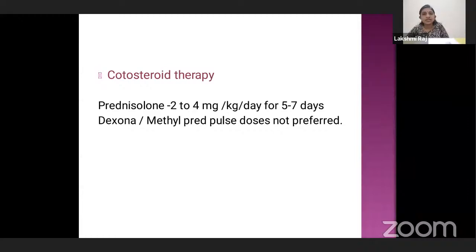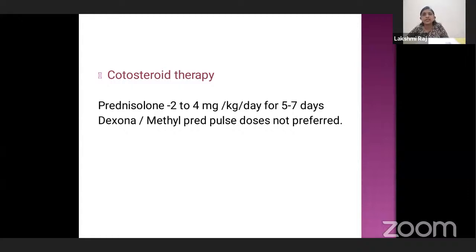The first-line treatment that we give is steroids because IVIG is very, very costly. Does anyone know how much a vial of IVIG costs? Nearly it costs around 15,000 rupees. The dose is 1 gram per kg. So if it is a 15 kg child, we require 15 grams. So it is very, very costly. It will come in lakhs, so they may not be able to afford it.